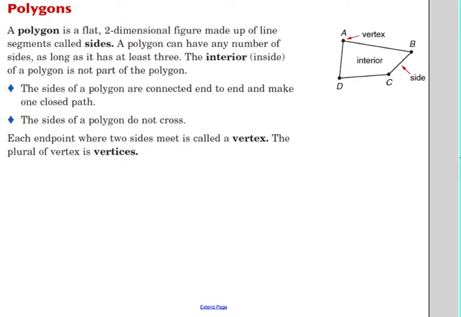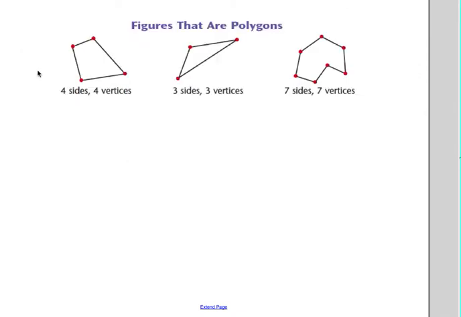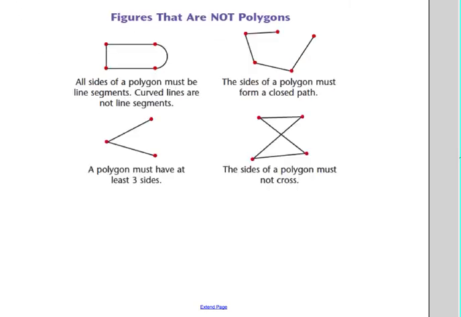Each endpoint where 2 sides meet is called a vertex. The plural of vertex is vertices. We'll talk about vertices more in the future. A vertex is just like in an angle where the 2 sides meet at a point. Study these figures that are polygons. Now take a look at these figures that are not polygons.